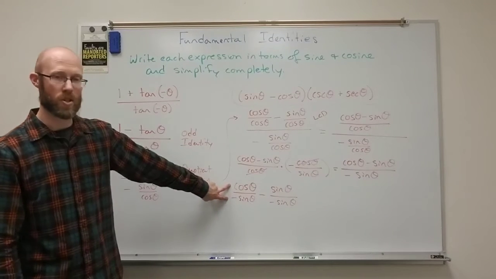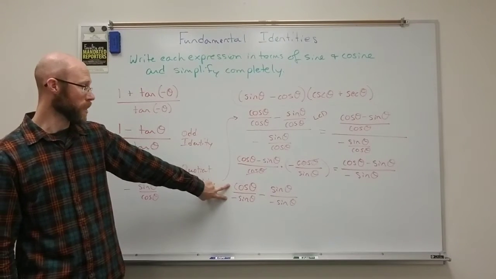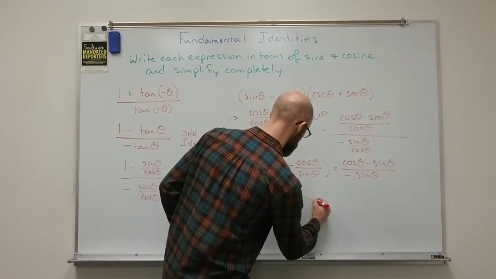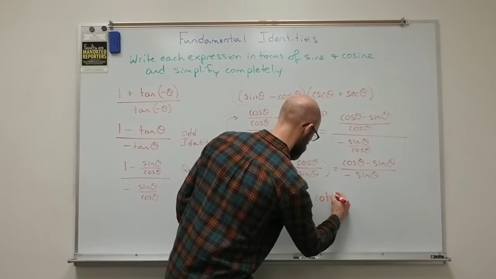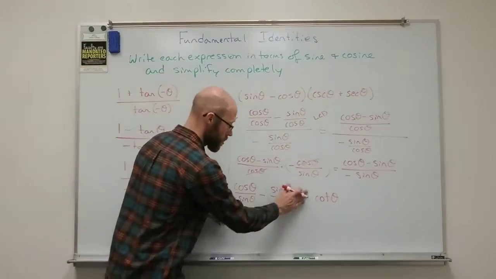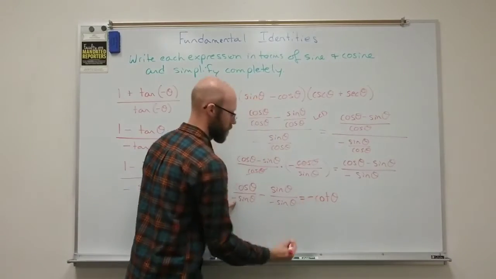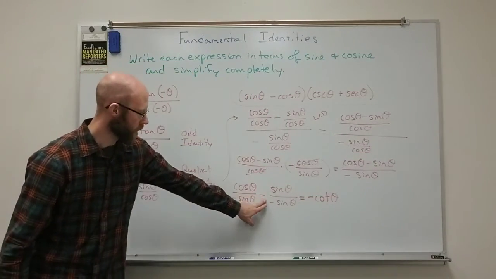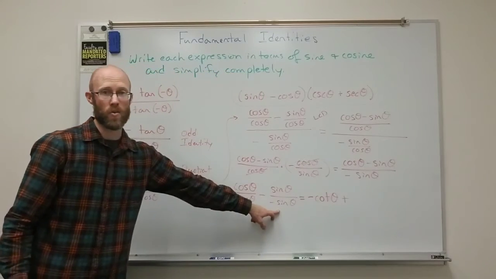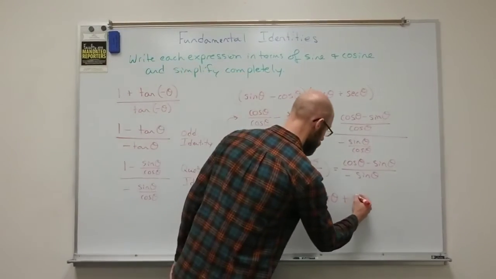Here, cosine over sine we know to be the cotangent, right? So I'm going to write that as the cotangent of theta, but it also has a negative, so it's really the negative cotangent of theta. And here the double negative makes for a plus. Sine over sine is 1. Anything over itself is 1.